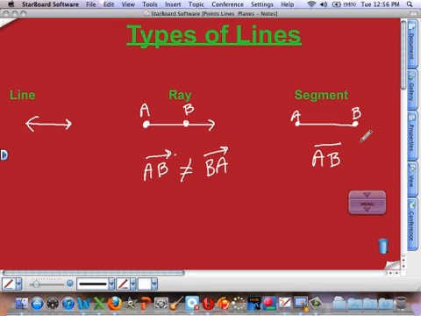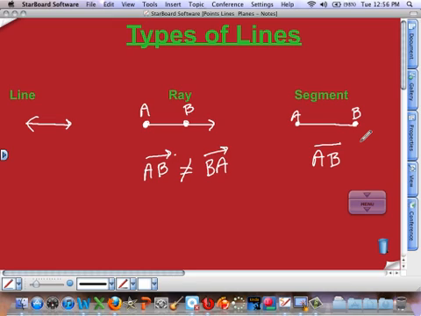Is segment AB the same as segment BA? Look at the figure. Is segment AB the same as segment BA? Yes. Yeah, same exact shape. So the only time we have to be really careful about saying which way we're going is with the rays. That's the only time we really got to be careful with that.